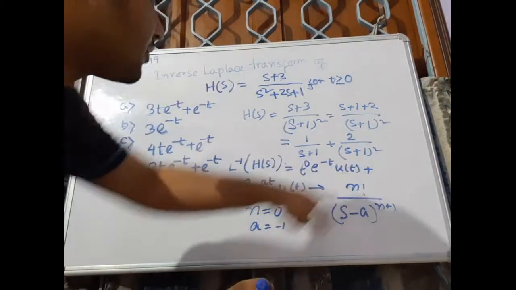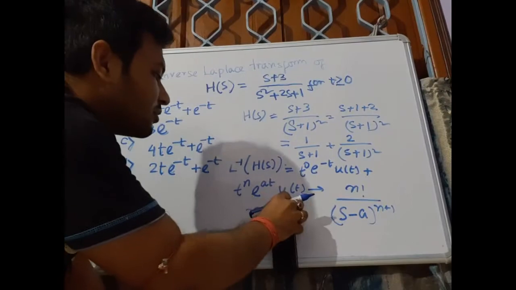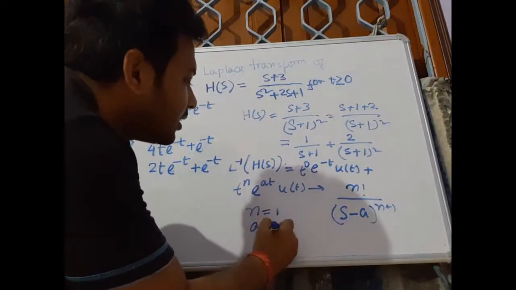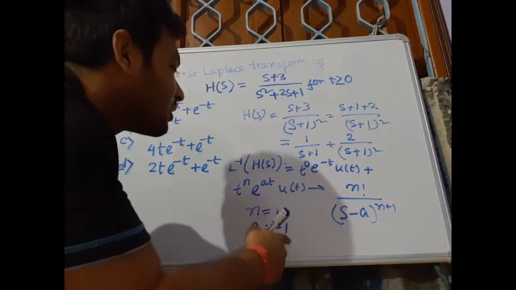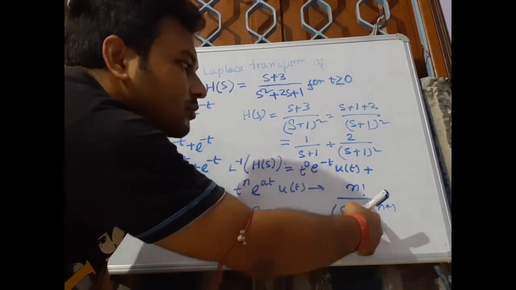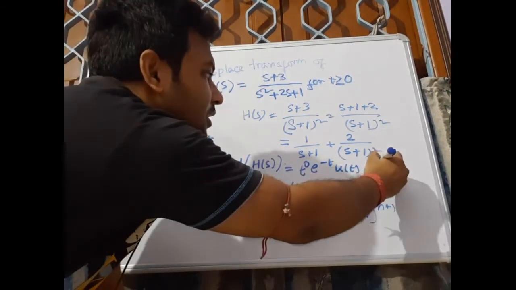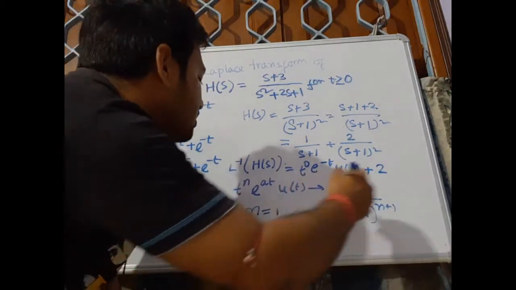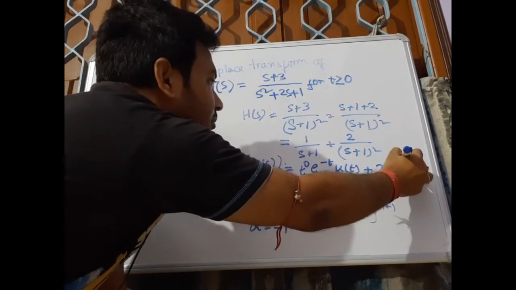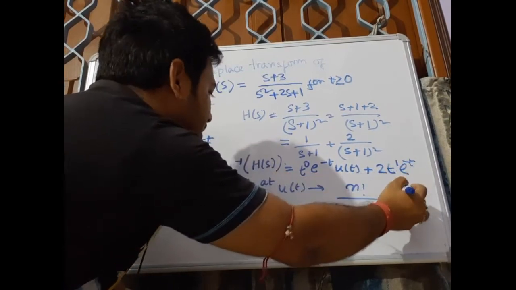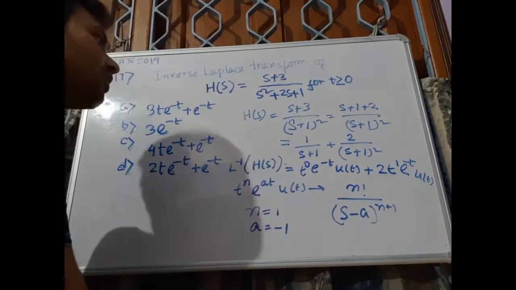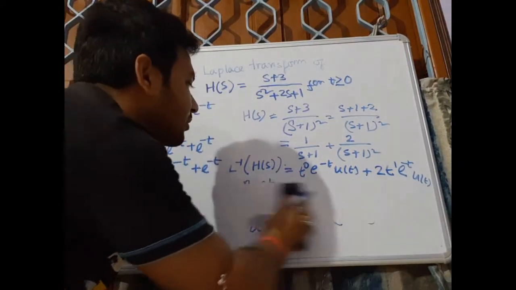and this, if I put n equals 1 and a equals again minus 1, we have 1 divided by (s + 1) whole squared, and if I take 2 common, this will be t to the power 1 e to the power minus t u(t), right? So this is the inverse Laplace transform.